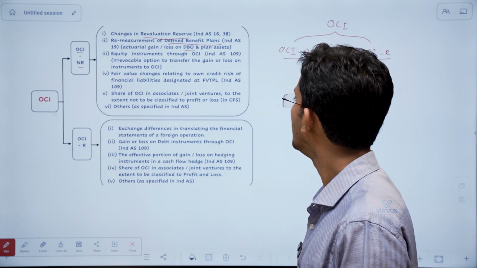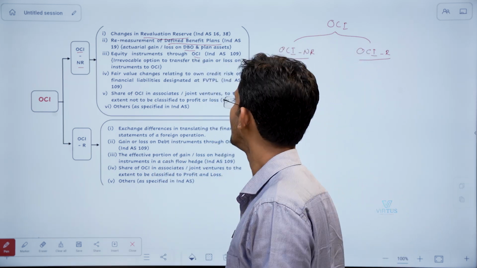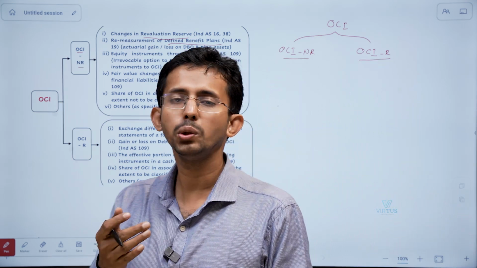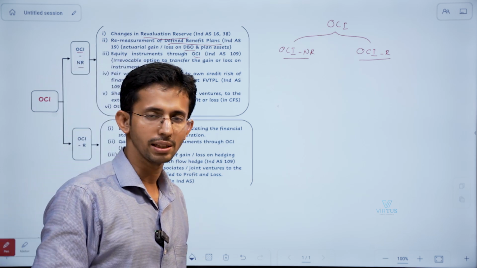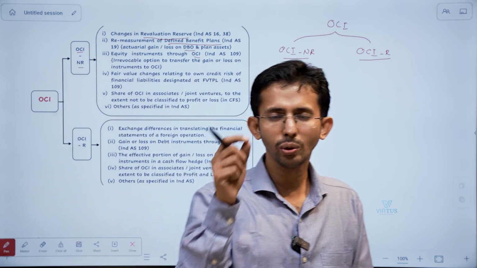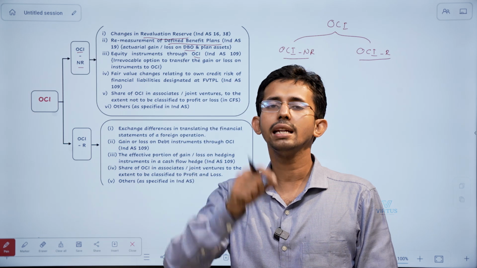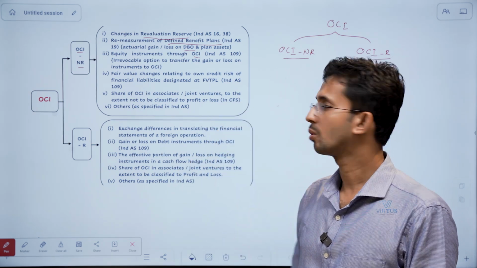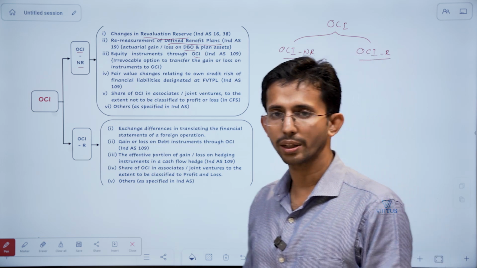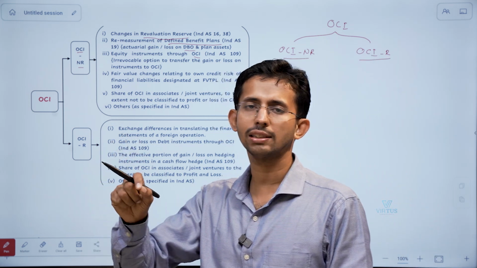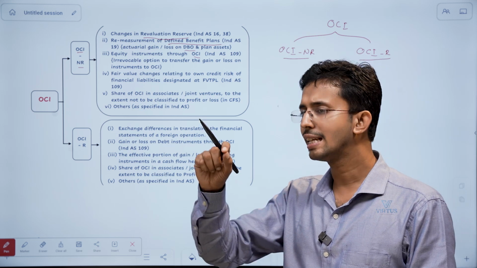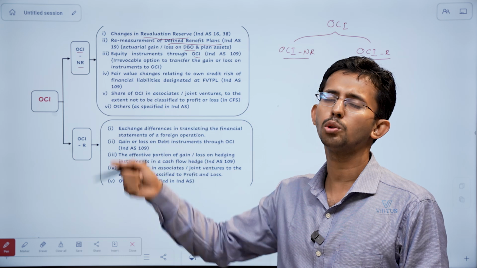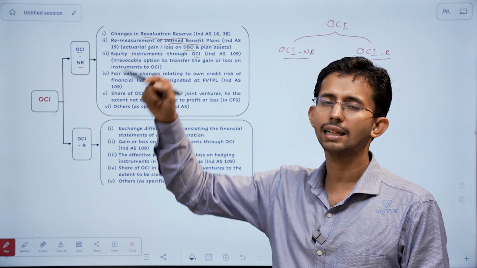The third item is equity instruments through other comprehensive income. Okay, that is IND AS 109. As per IND AS 109, whenever you have investments in equity instruments, you can designate certain equity instruments as OCI, or investments through OCI. Such items which you have classified as investment through OCI, if there is any change in the fair value of such investments, it will not be taken to profit or loss, rather it will be taken only under OCI.